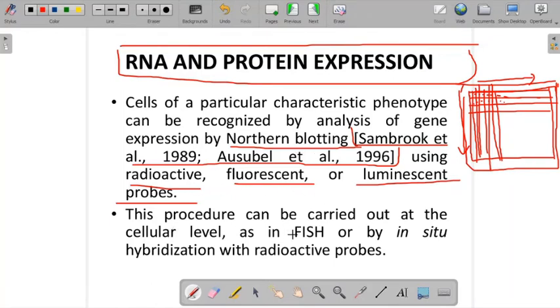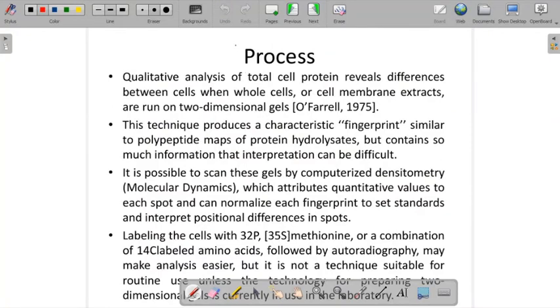So there are various methodologies in the market right now, and we need to study them in detail before we go into a research laboratory. The process of these blotting techniques is qualitative analysis of total protein contents, which reveals the differences between cells when whole cell or cell membrane extracts are run on two-dimensional gel electrophoresis, as referred to by O'Farrell, 1975.